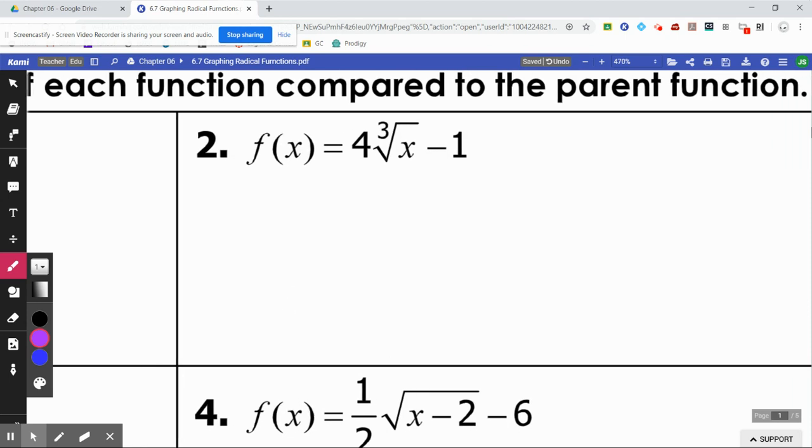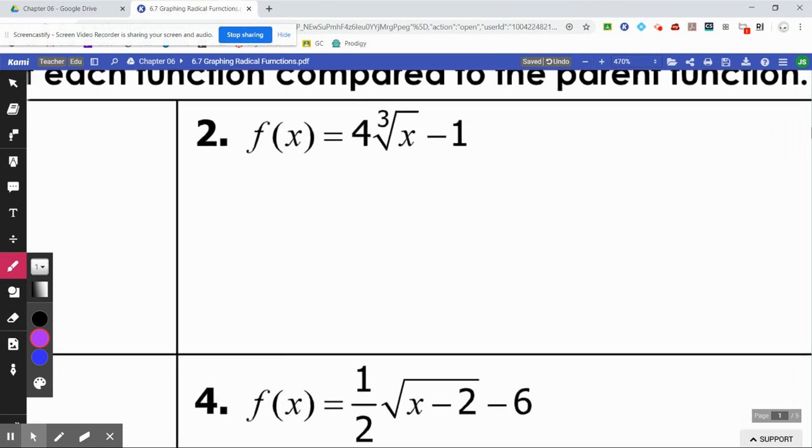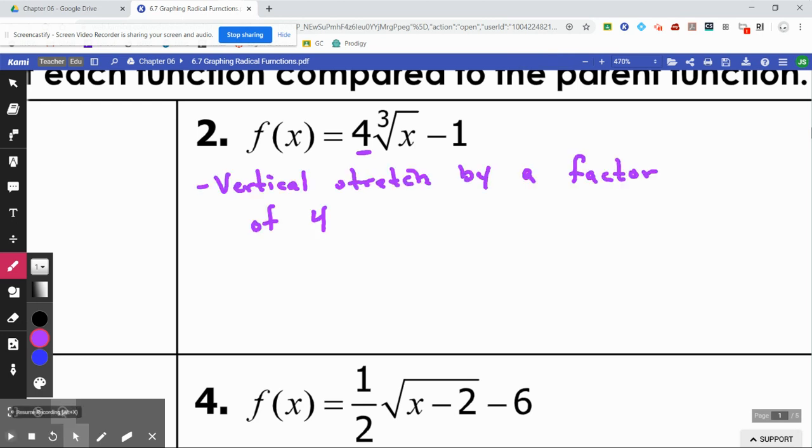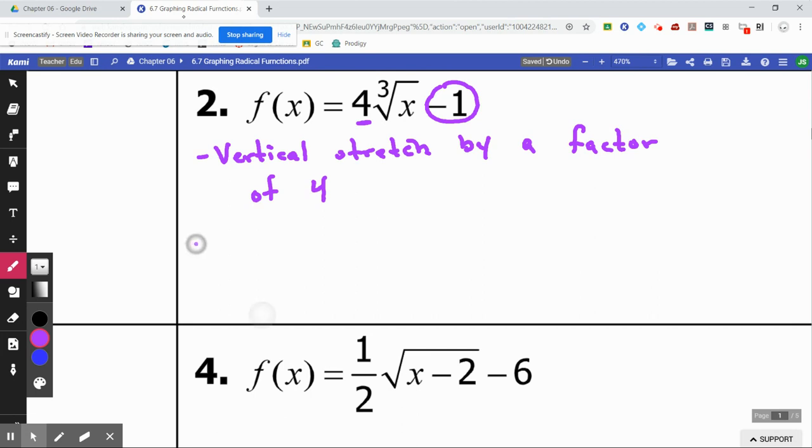This one, there's nothing inside with the x. However, there is a stretch out here. It's going to stretch your graph vertically because it's on the outside, times exactly what it is, times a 4. So that's going to be a vertical stretch by a factor of 4. And the only other thing you have is this minus 1, which will move your graph down 1 unit.